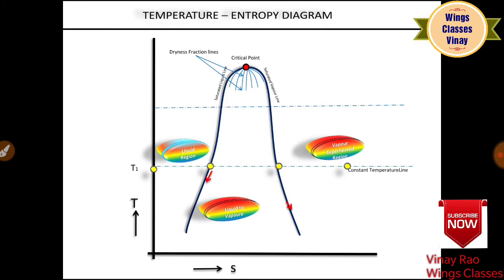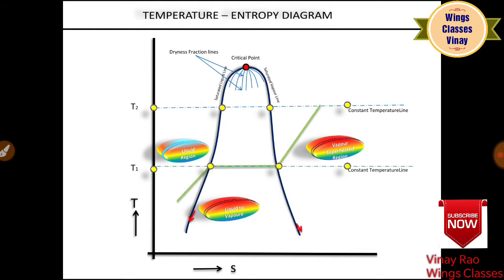And another temperature line is this one. This is again a second constant temperature line, T2. All these are coordinate points. That means these two are constant temperature lines. There are many constant temperature lines. I am explaining these two by taking the example of T1 and T2.